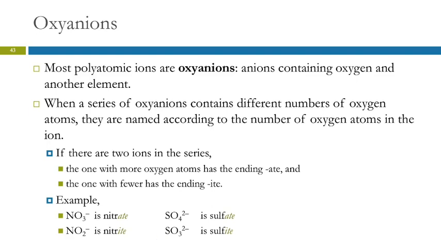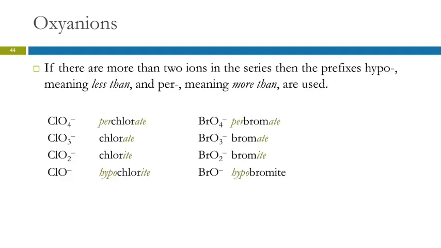The ite one has 1 less oxygen. It's like the light version. 1 less oxygen. Thank goodness the charges are the same. Okay? So my approach is I memorize the one that ends in ate. And I remember that the ite is 1 less oxygen, and so I'm good. Some of them have a series of more than 2.